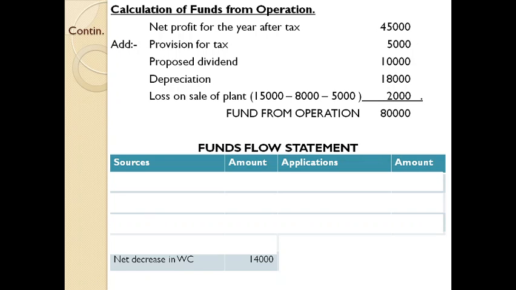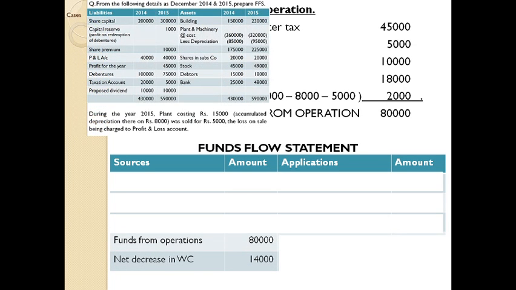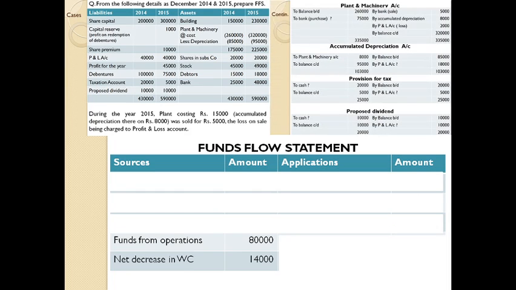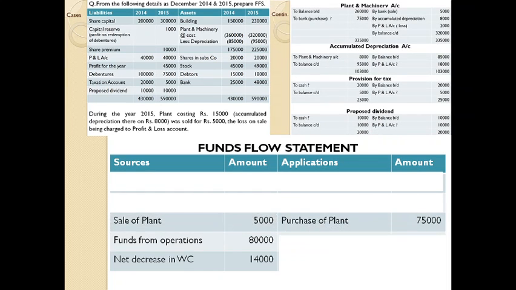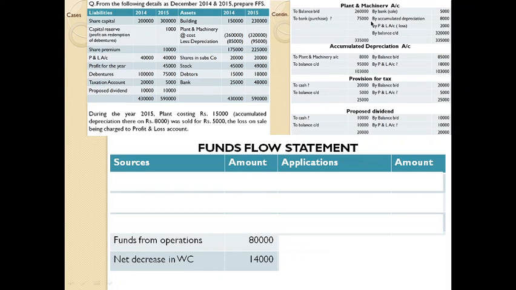It is a positive amount, so it is funds from operations and is considered a source. Now let us check the various accounts and details given in the question. First, let us go through the accounts which we have prepared and look for cash and bank items. If you see any cash or bank item, that has to be considered. No other items have to be considered during the preparation of the fund flow statement.